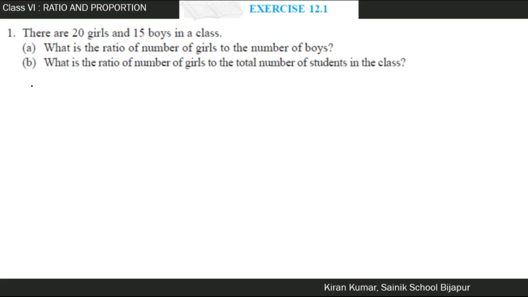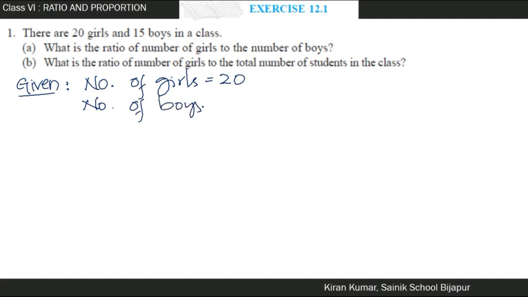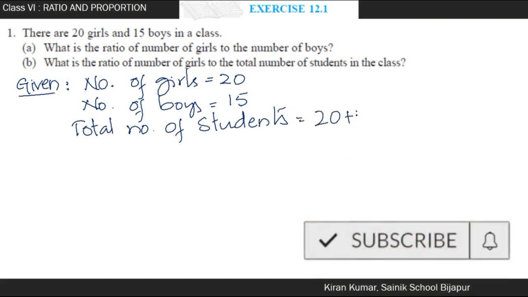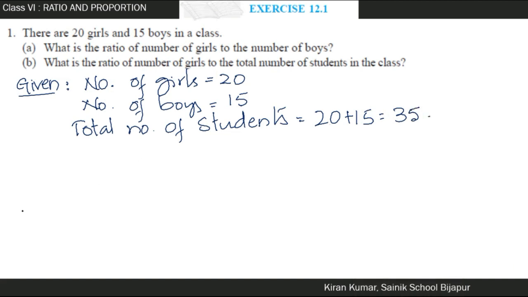First, let me write down the given things here. Here we are given the number of girls. The number of girls is 20. We are also given the number of boys. The number of boys is 15. So we can find out the total number of students in a class. So the total number of students will be 20 added to 15, which is 35. So with this information, we can easily find out the ratio.